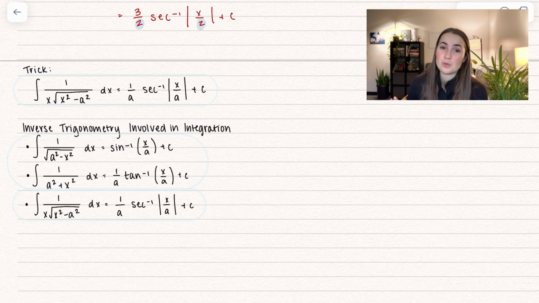So if you don't enjoy memorizing or it's difficult for you, you can always whip out u substitution. So if the process makes more sense, that totally works. If you like the formulas and you like to memorize the tricks, that also works. So it's whatever your heart desires.